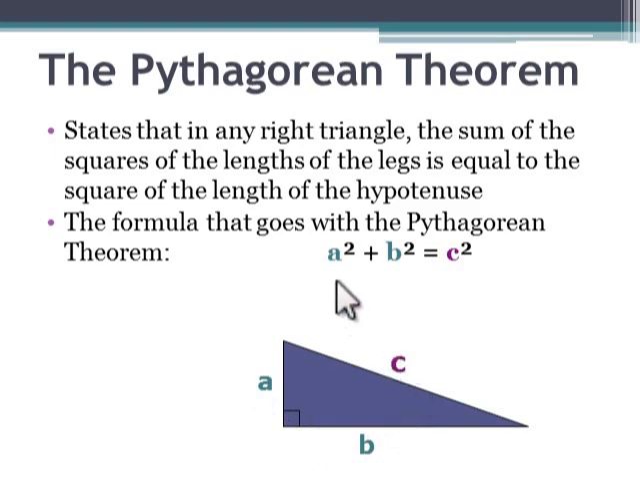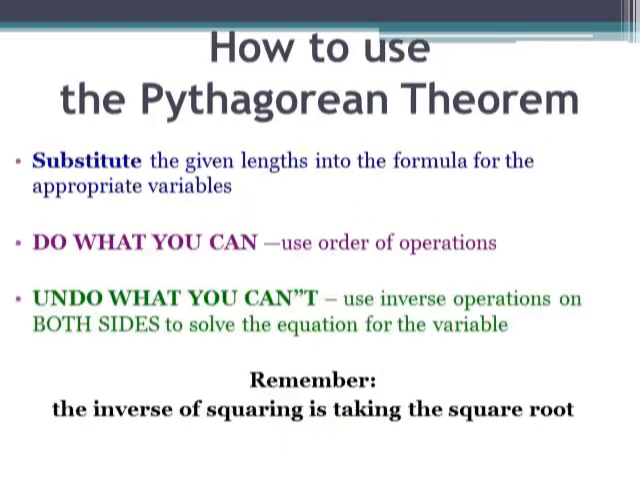The way that they show that is always like this. They call the legs A and B, and it doesn't matter which one's which. A squared plus B squared equals C squared, and the C is always the hypotenuse. So how do we use that A squared plus B squared equals C squared?